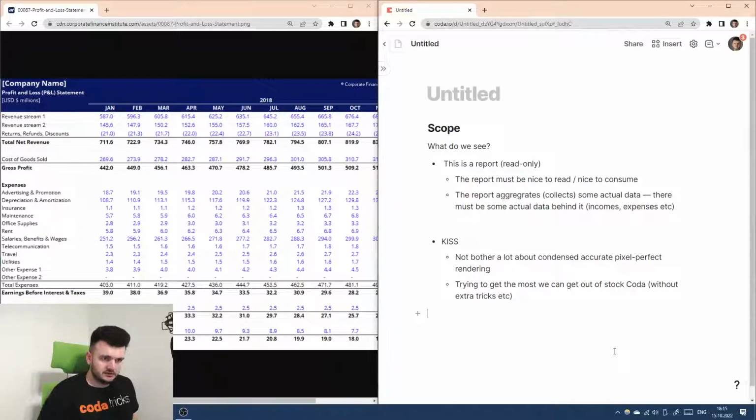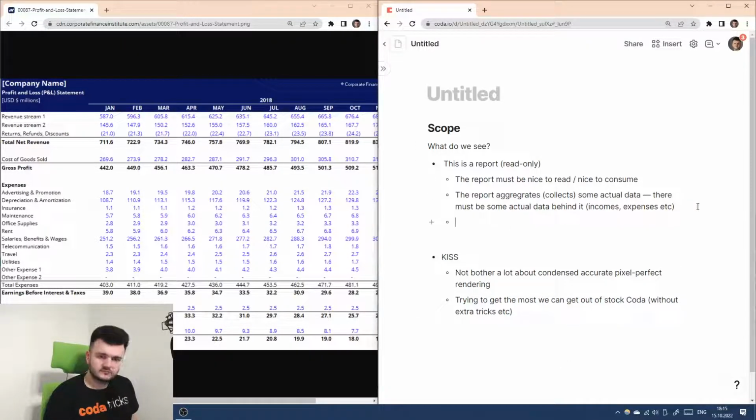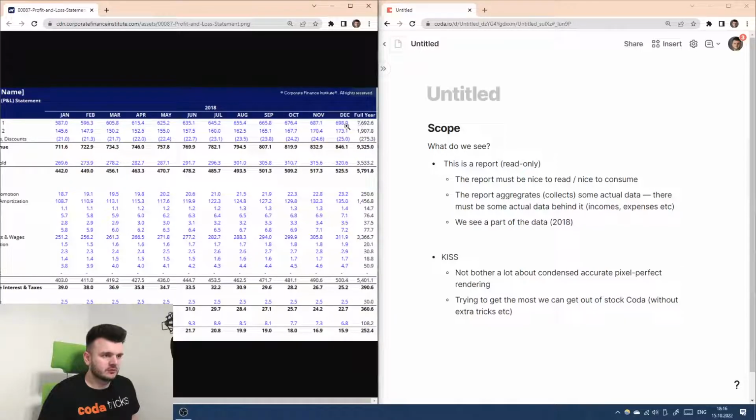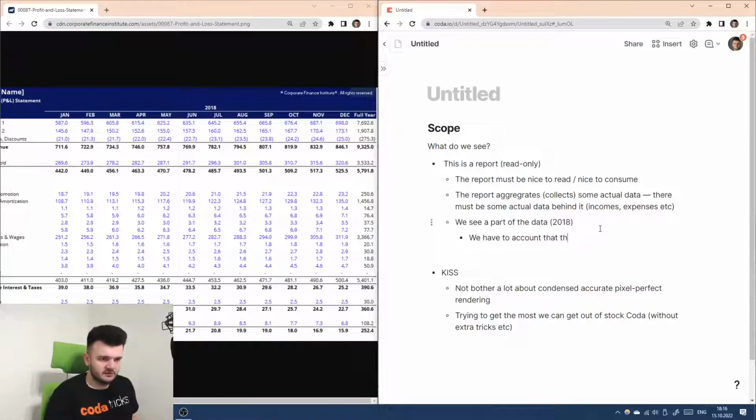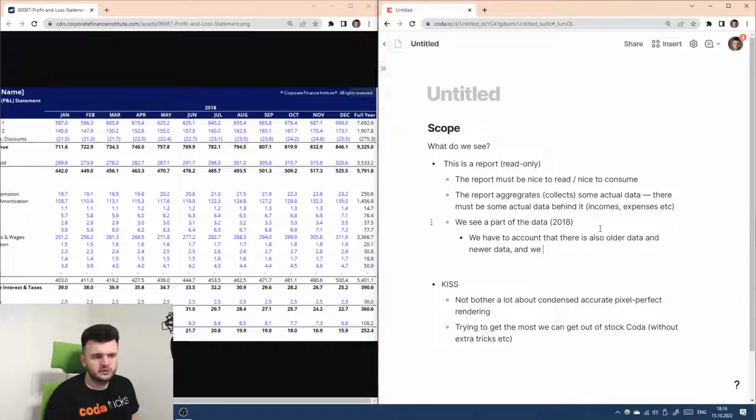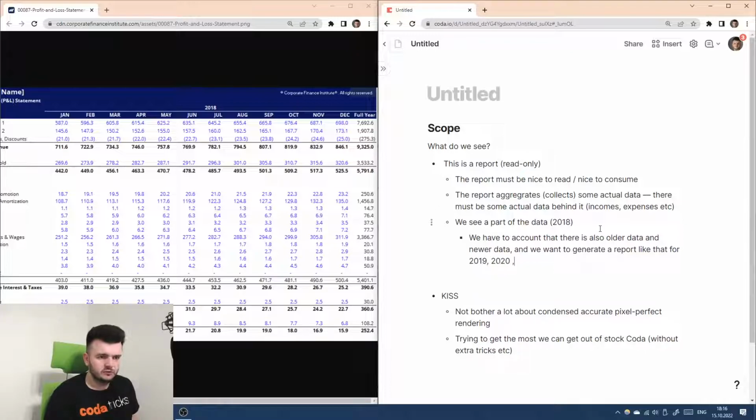Okay, let's also, what do we see? We see only a part of the data. The year 2018. There is very little chance that the doc exactly starts on January and then the company dissolves on December, right? And there's no more data to track. So we have to account that there is also older data and newer data, and we want to generate a report like that for 19, 20, and so on.